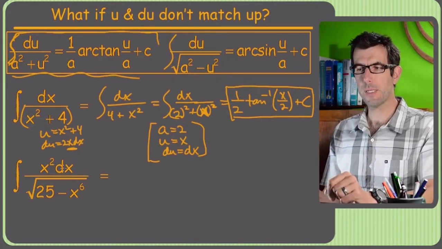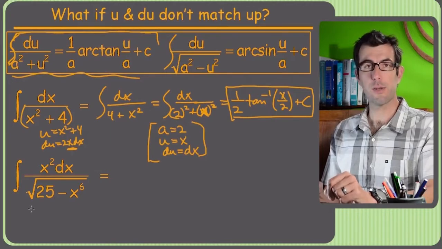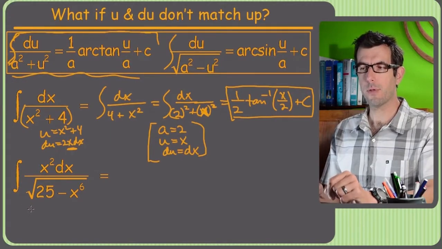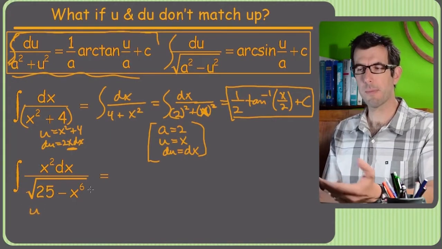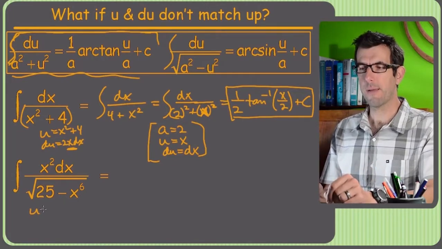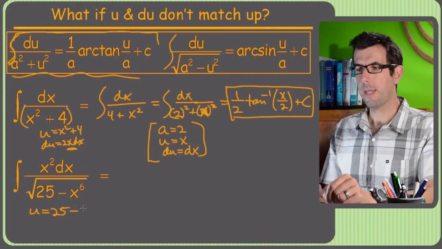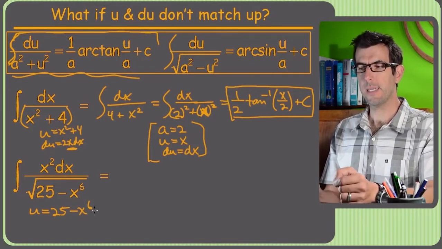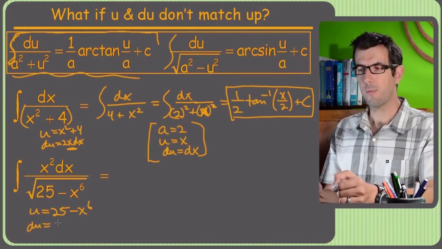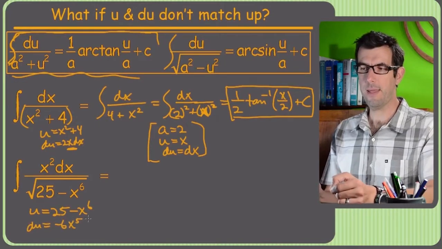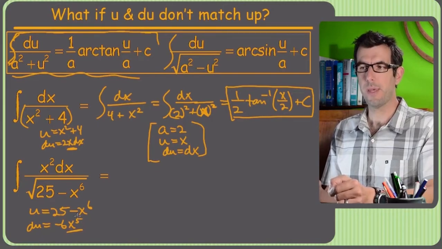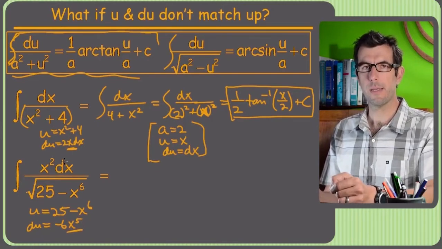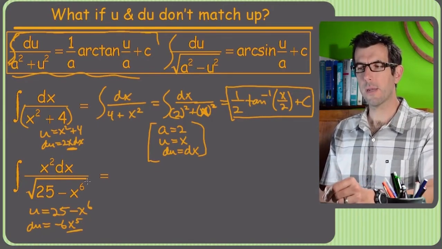All right, so this next one looks pretty similar. It's got an x squared upstairs, and once again, the first thing you're going to think about trying is power rule, because you have a root downstairs with a big power of x in it. So you're thinking, hey, maybe my u is 25 minus x to the 6th. The problem with this is that the du then would be negative 6x to the 5th. So I need an x to the 5th, but I've only got an x squared. Weird. Okay, so that's not going to work.